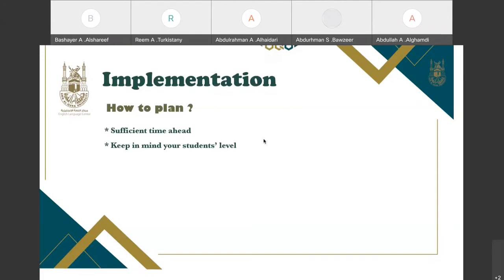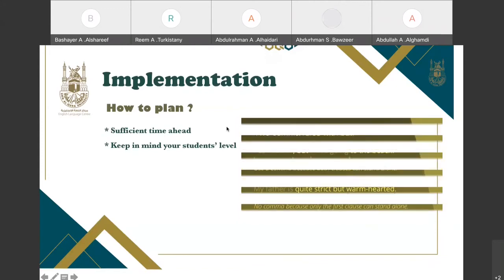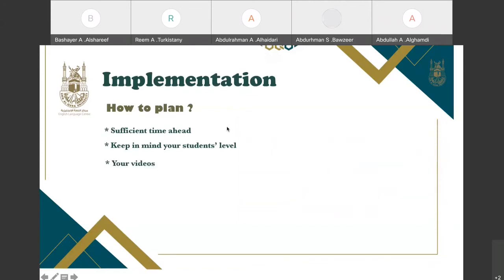Yes, the level of the students is one of the very important parts. Like your videos, this is essential, but I'm going to leave it to the next part because I'm going to show you some of the videos designed for this case. Type, gradually increase the material. If I am going to flip my classes, I shouldn't flip the whole lesson all at once. I can start by flipping parts of the lesson.